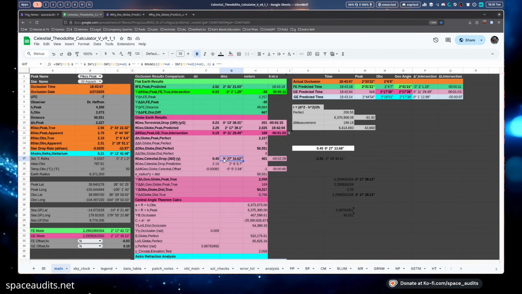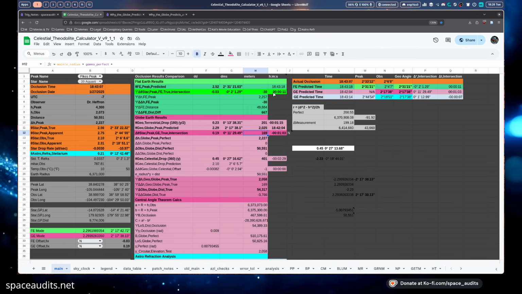So this number 27 here should be intersected by about 17 arc minutes. So it shouldn't be able to traverse the full amount. This is when the occlusion should happen for the globe.